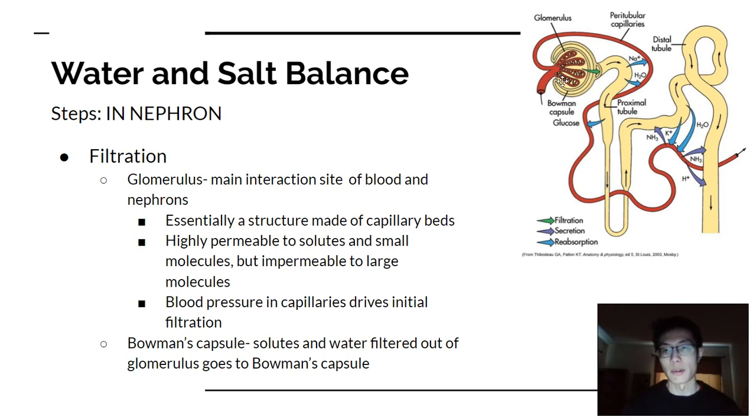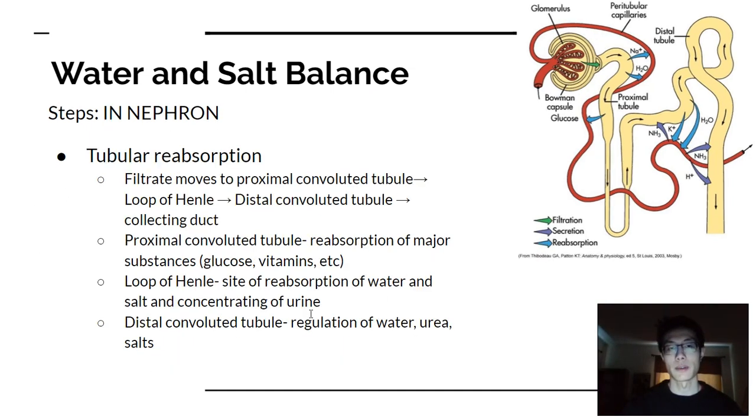Eventually, we also have this outer portion called the Bowman's capsule. Here in the Bowman's capsule, the solutes and water that are filtered out of the glomerulus go into this little capsule. So that's the first step, filtration. Next, we have reabsorption, or more specifically, tubular reabsorption. The filtrate that's filtered out of the glomerulus into the Bowman's capsule enters the tubules. It moves first into the proximal convoluted tubule. Eventually, it moves to the loop of Henle down here. And then finally, it moves to the distal convoluted tubule, which eventually goes to the collecting duct.